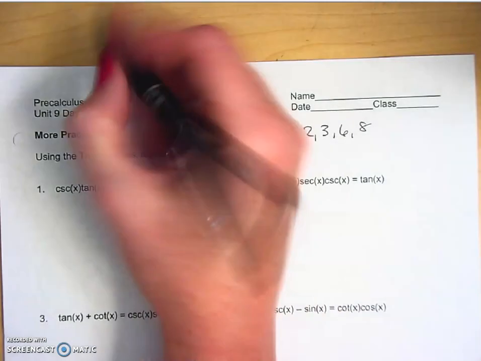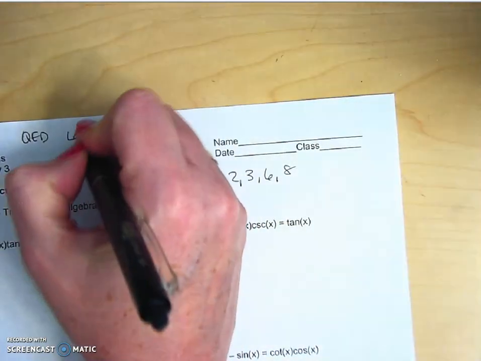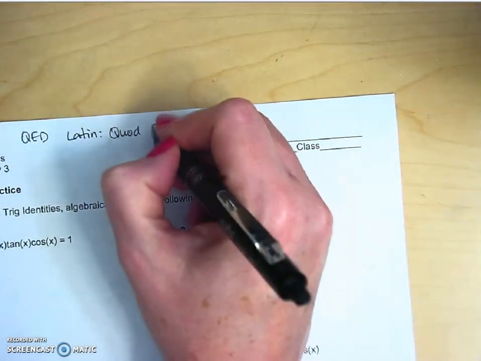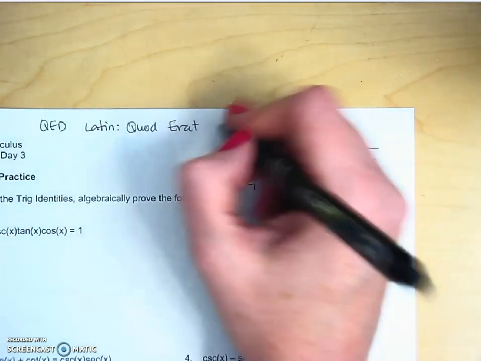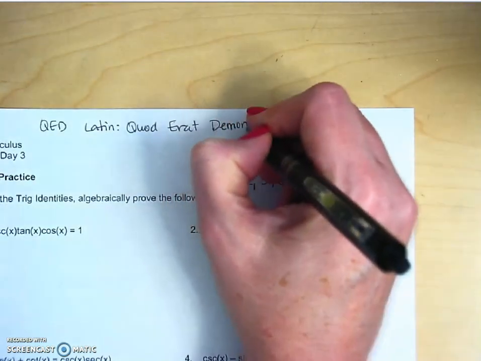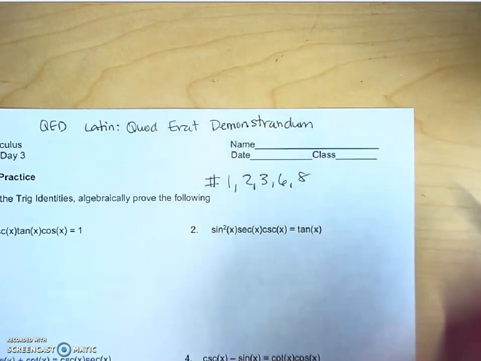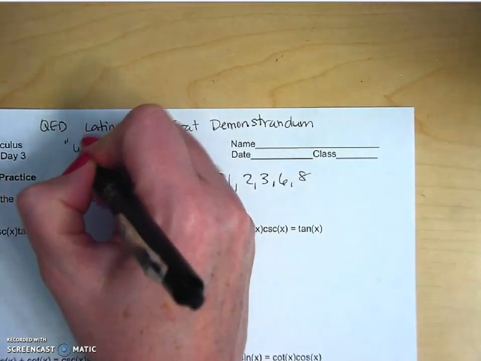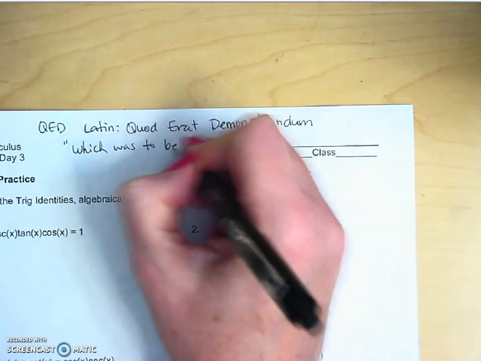And one new thing we're going to talk about today is this acronym QED. This is Latin for Quod Erat, E-R-A-T, Demonstrandum. Obliviate, just kidding. And it means which was to be demonstrated. We showed that which was to be demonstrated.